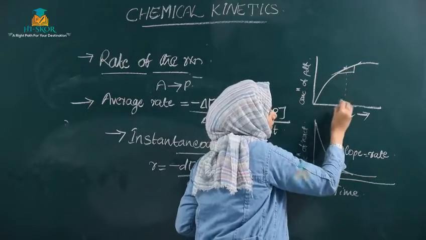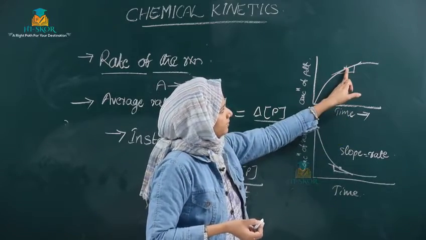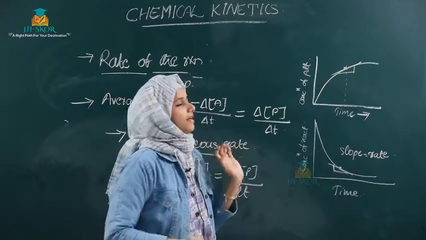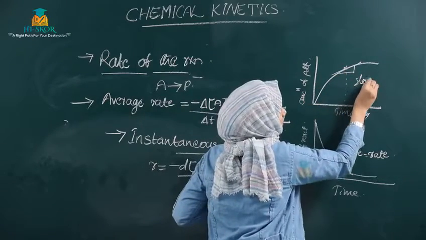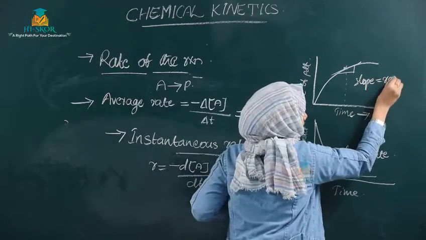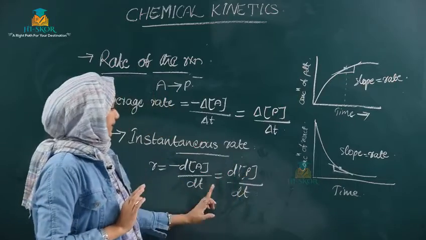Here also you can take any point. Suppose this is the particular time at which you have to find out the rate, then you have to draw a tangent at that point and find out the slope. That slope will give you the rate of the reaction at that particular point. So we can represent it like this.